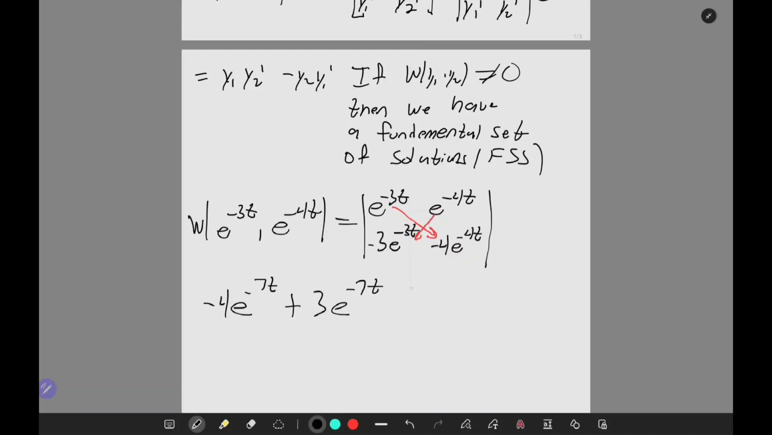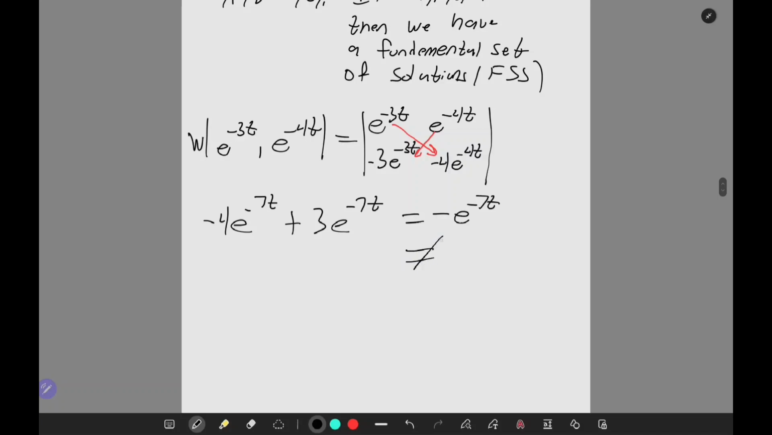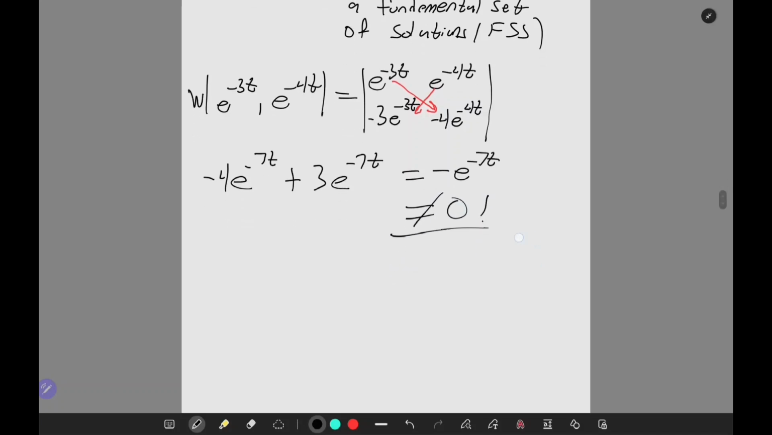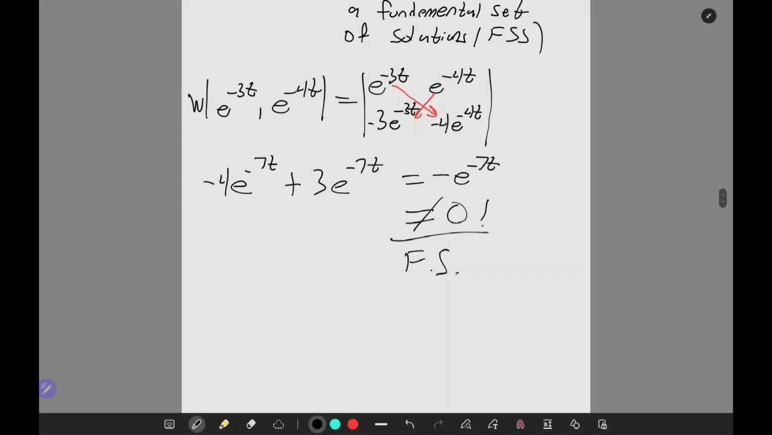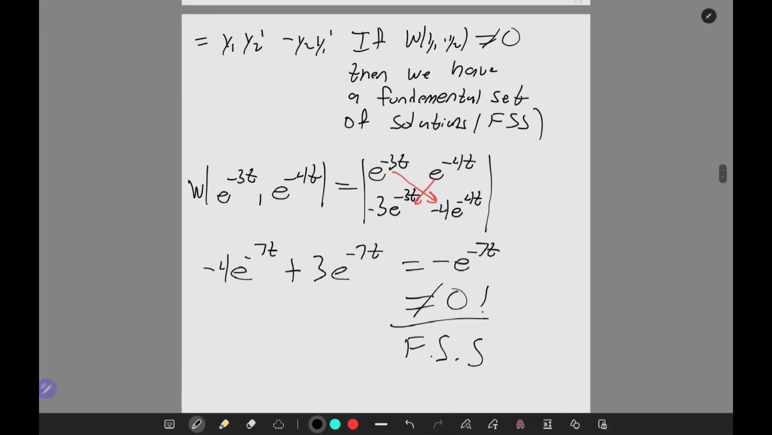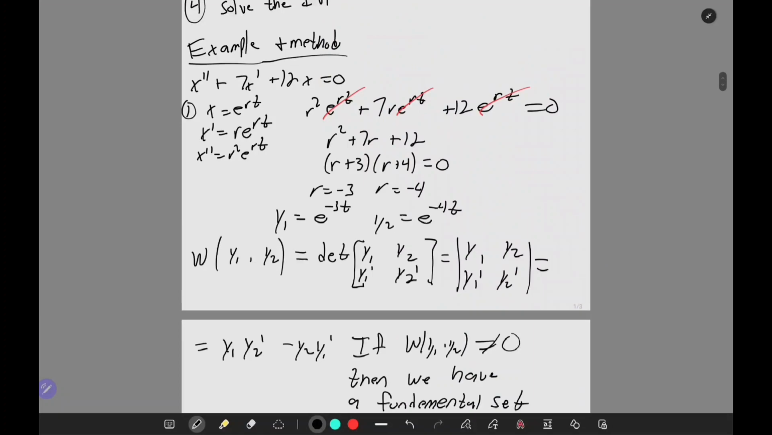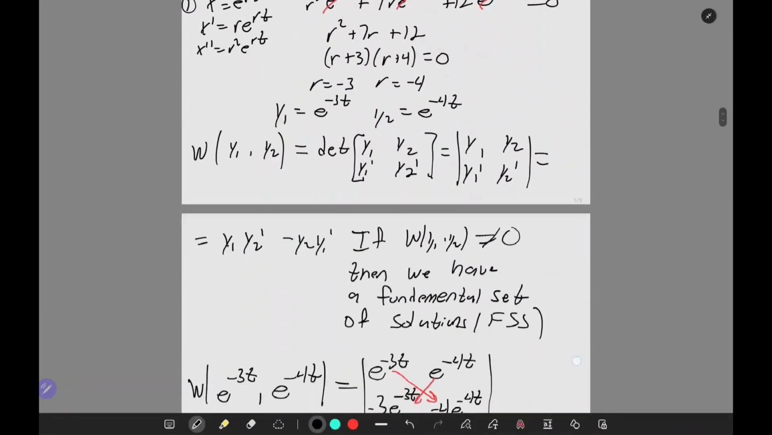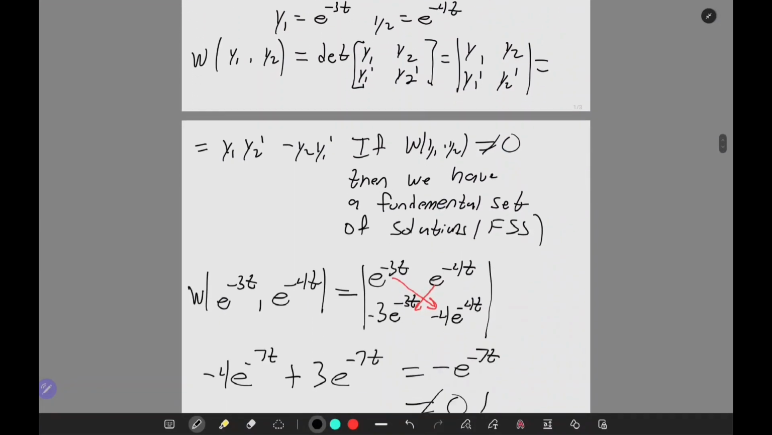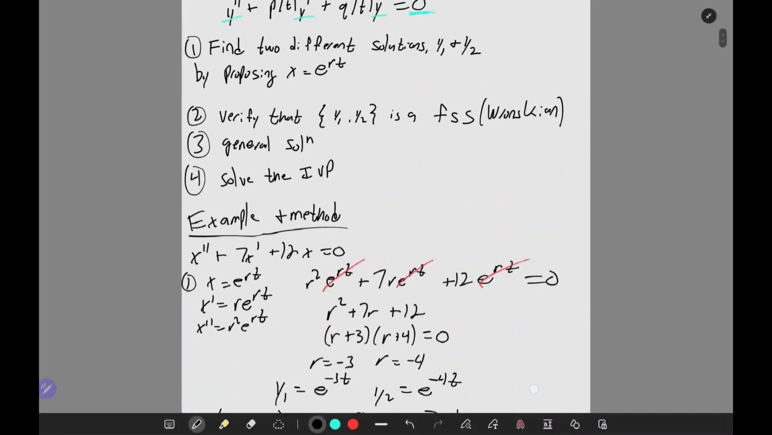And then that's going to simplify to negative 4 plus 3 is negative 1, right? That's negative e to the negative 7t. And this is non-zero, right? So we have a fundamental set of solutions. So that was step 2 right there. We verified that y1 and y2 is a fundamental set of solutions.